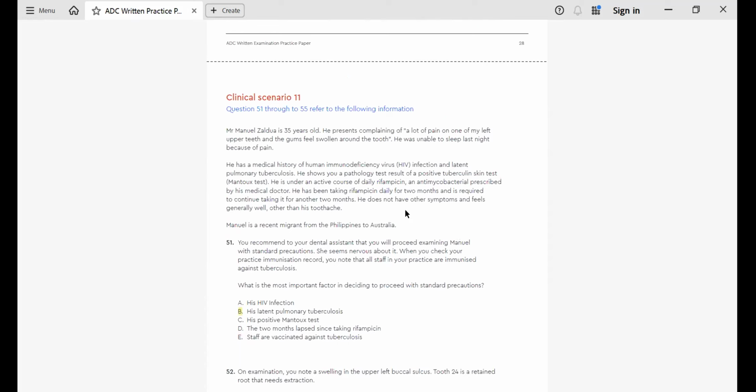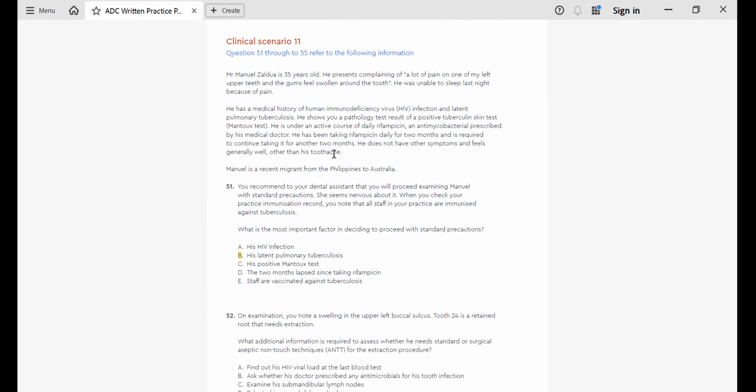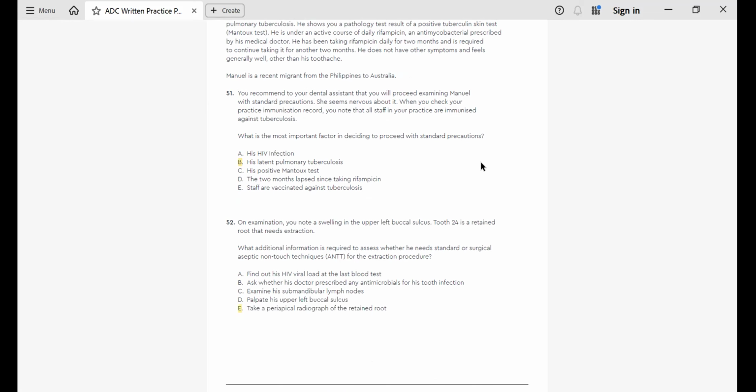Okay, next question. Pain on my left upper teeth and gums feel swollen around the tooth, unable to sleep last night. Medical history of HIV, latent TB, positive tuberculin test. All right. What is the most important factor in deciding to proceed with standard precaution? Because he has latent pulmonary tuberculosis.